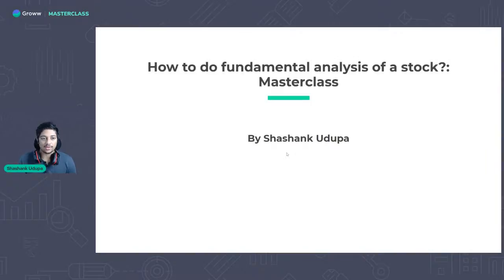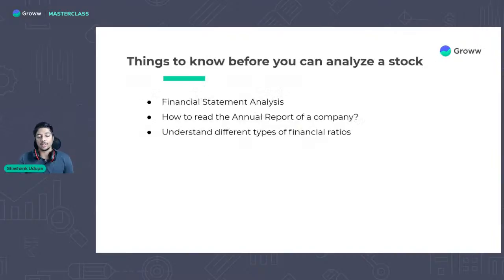Now, today's masterclass is basically about how to do fundamental analysis of a stock. What we're going to do is financial statement analysis. We're going to learn how to read an annual report of a company. And then we're going to find out what the different types of financial ratios are that are important when you analyze a particular stock, right? So all of this is important when you do fundamental analysis.